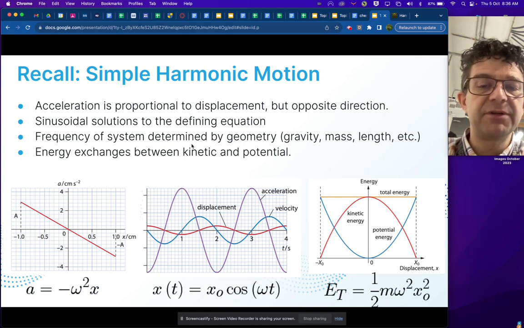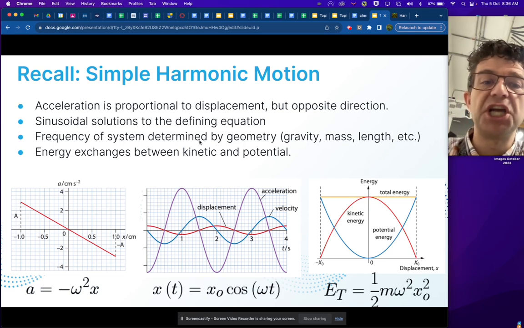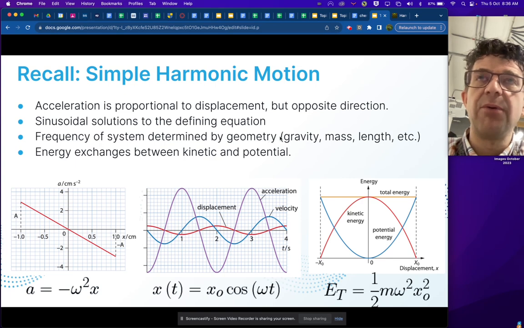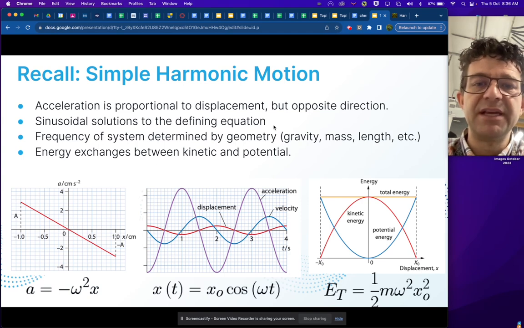And the frequency of the system, this doesn't show up on a graph, but we know it's determined by the geometry. So for example, we know that the pendulum has an angular frequency that is root g over L, that it has to do with the length of the pendulum and also has to do with the acceleration due to gravity. And then the angular frequency for the mass and spring system would be root k over m. And so those are geometry properties that give you the angular frequency.